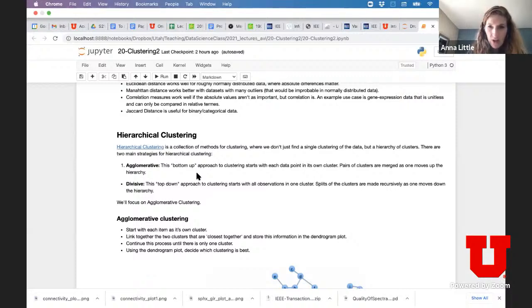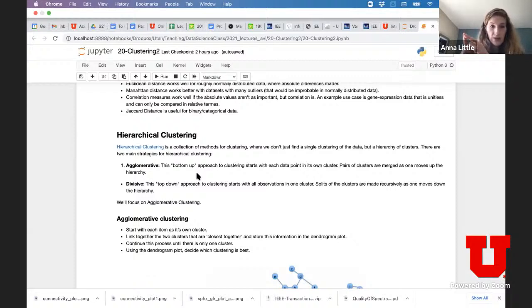And there's two main strategies that you can do for this. Agglomerative. In an agglomerative strategy, every data point starts off as its own cluster, and then you iteratively merge ones that are close together. You can think of making a tree structure. And so you keep merging and merging and merging clusters together until everything is merged into one single cluster.